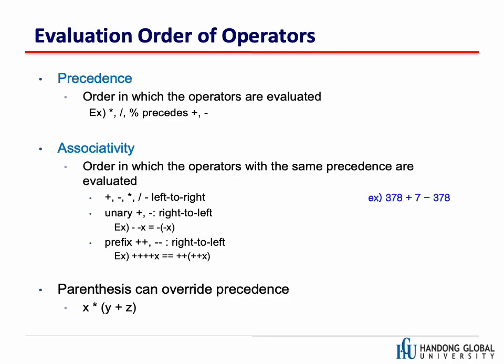And when we have a unary operator, then it goes from right to left. And if we have a prefix operator, then it goes from right to left. And as you know, when we have a parenthesis, then it changes everything. It can override all the precedence and associativity and everything.